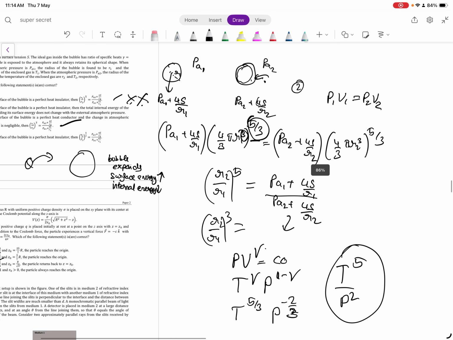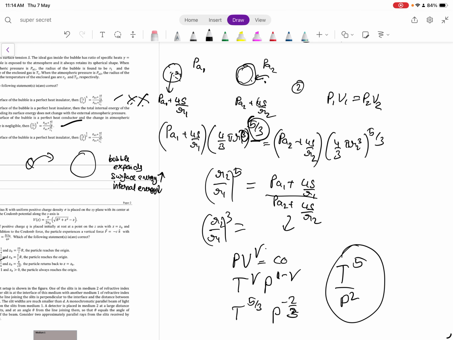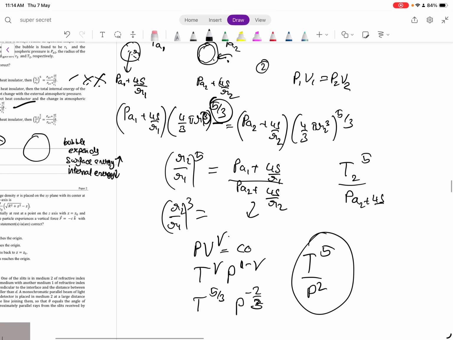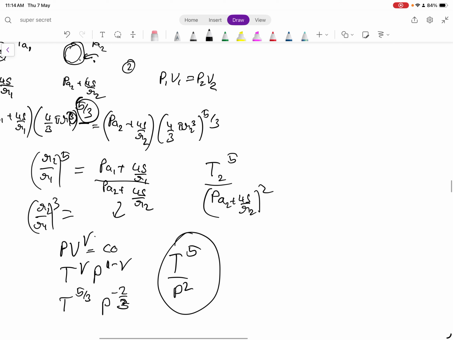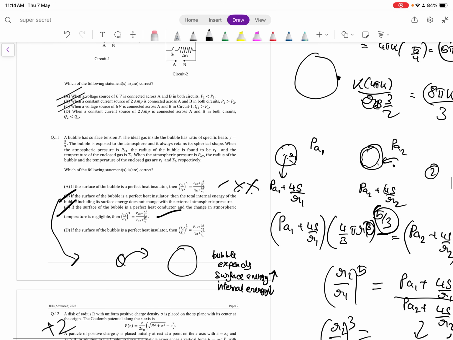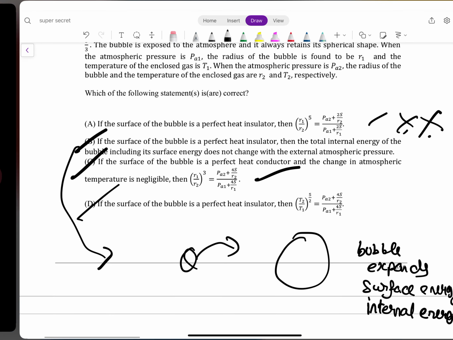Right. So we have T2 power 5 by PA2 plus 4S by R2 whole square is equal to T1 power 5 by PA1 plus 4S by R1 whole square. So we have T2 by T1 whole power 5 by 2 is equal to PA2 plus 4S by R2 by, you get the point. So D is correct. So I'm assuming the answer is BCD.